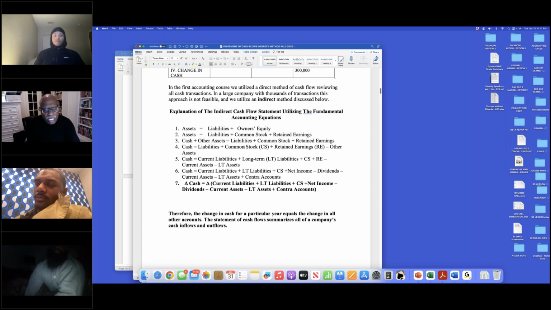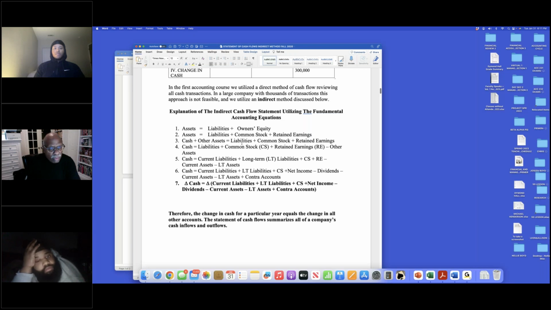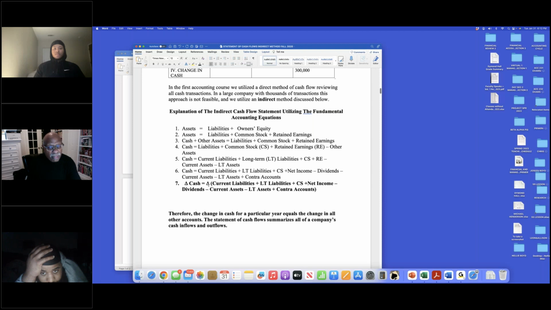It was 10 or 15. But if we have 1,000 or 2,000 or 10,000 transactions, we can't do it that way. So we got this equation. Cash equals the current liabilities plus the long-term liabilities plus the common stock plus the retained earnings minus the current assets minus the long-term assets. Then cash equals current liabilities plus long-term liabilities plus common stock plus net income plus or minus dividends minus current asset minus long-term asset plus contra asset. So this equation, we're just expanding all of the items that would be in that equation.